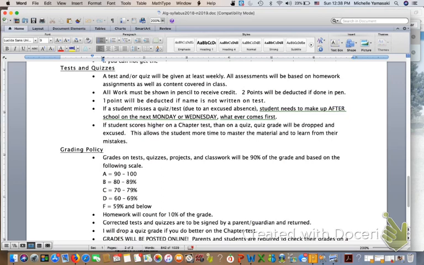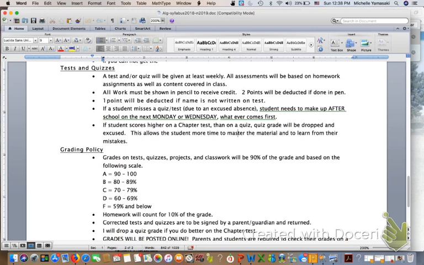When given a quiz, if the student scores higher on a chapter test and shows mastery by the time they take that chapter test, I will drop that quiz grade. So instead of doing retakes, it gives the kids some time to really learn the material. It's kind of an informal way of telling them what they know, what they don't know, and what they need to work on. So again, only quizzes will be dropped if they show mastery on the chapter test.